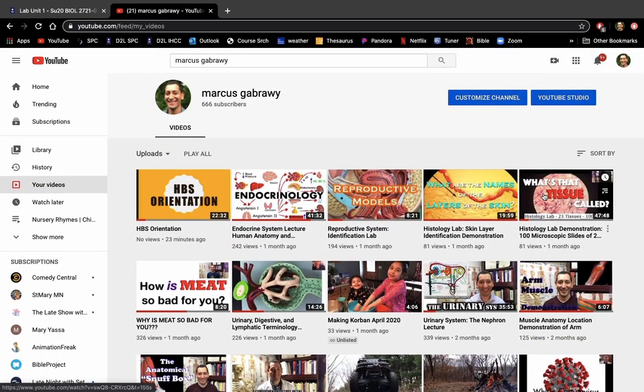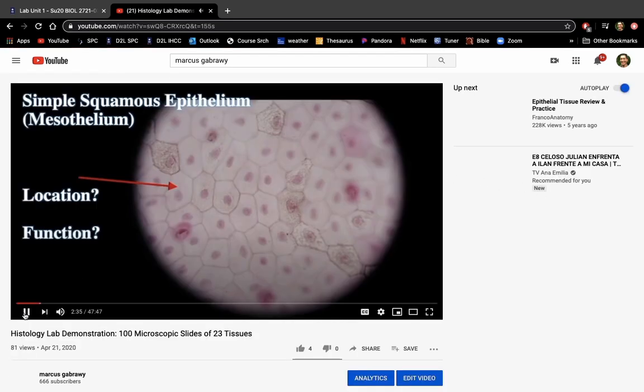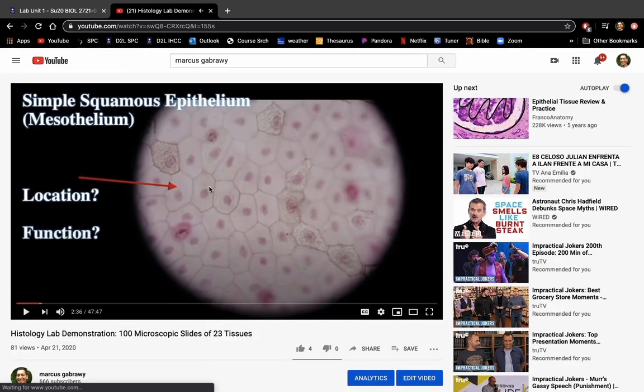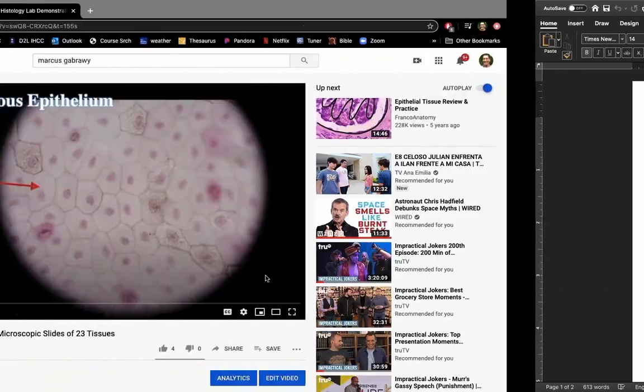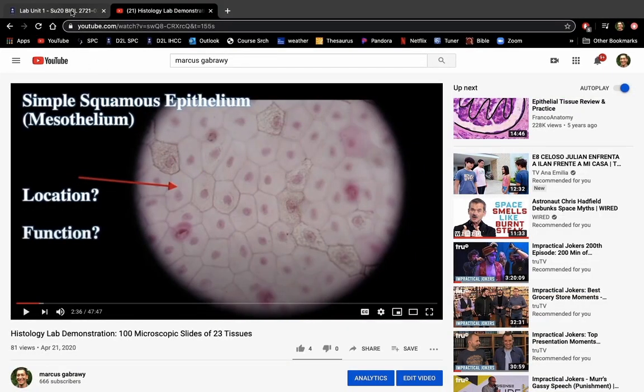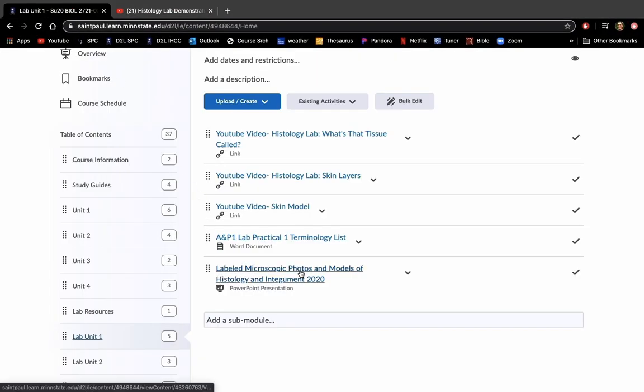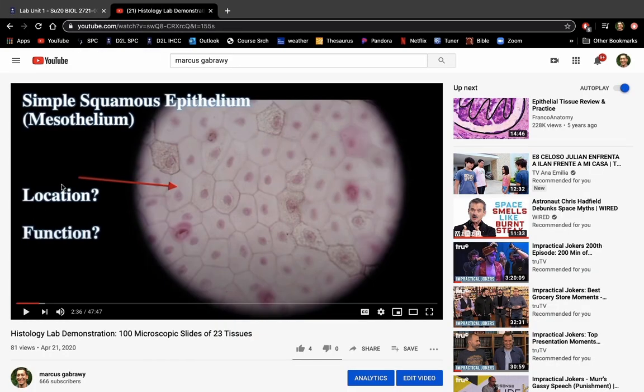So here, for example, is, what's that tissue called? So this is like being in lab, from a bird's eye view. And then these actual slides are the same slides that I provide for you on D2L, where you have labeled microscopic photos of model. I've taken hundreds of photos of slides of tissues, and then I've made a video for you.